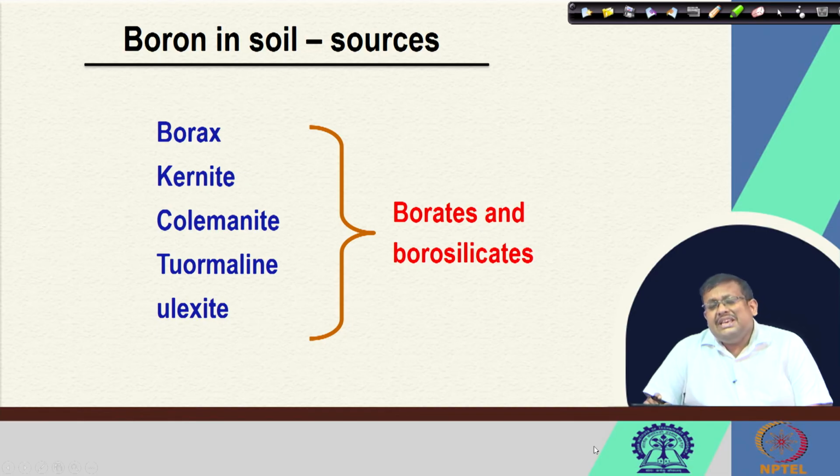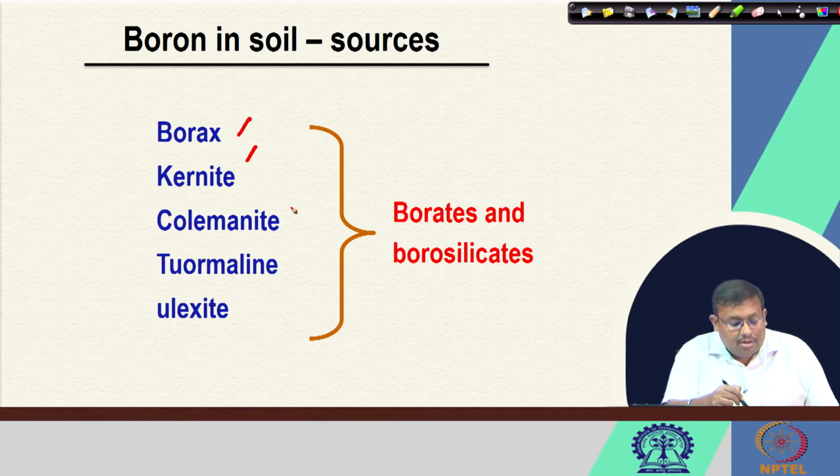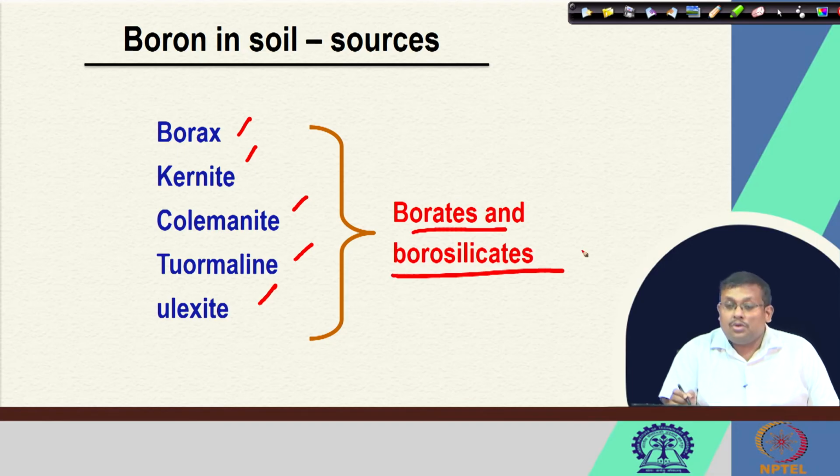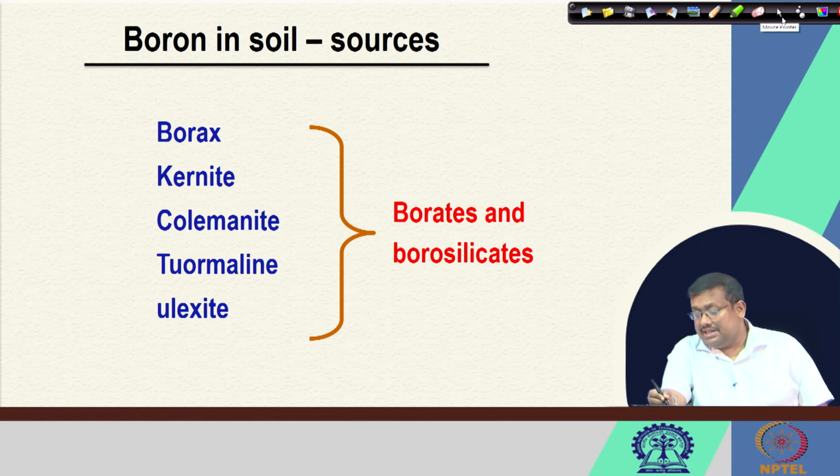So, if we talk about boron, what are the sources of boron in the soil? These are the major sources of boron in soil: borax, kernite, colemanite, and then tourmaline and ulexite. So, these are basically borates and borosilicates. Okay. These are the major sources of boron in soil.